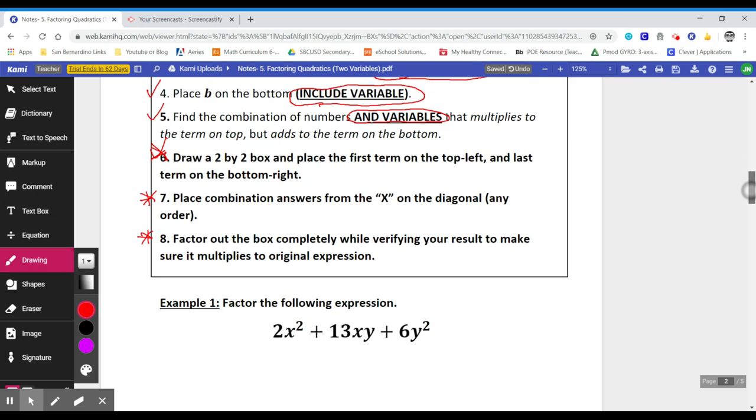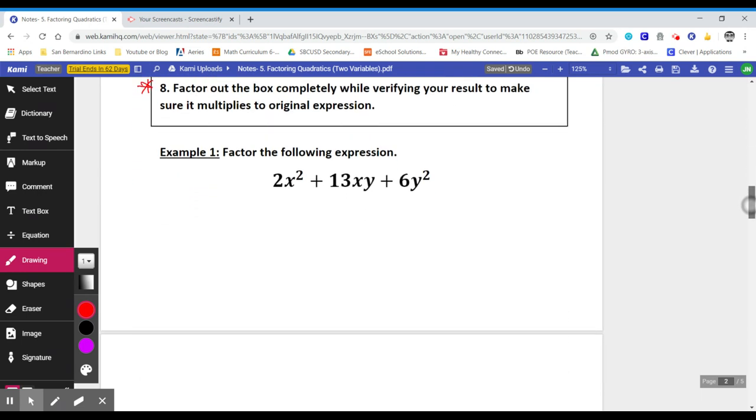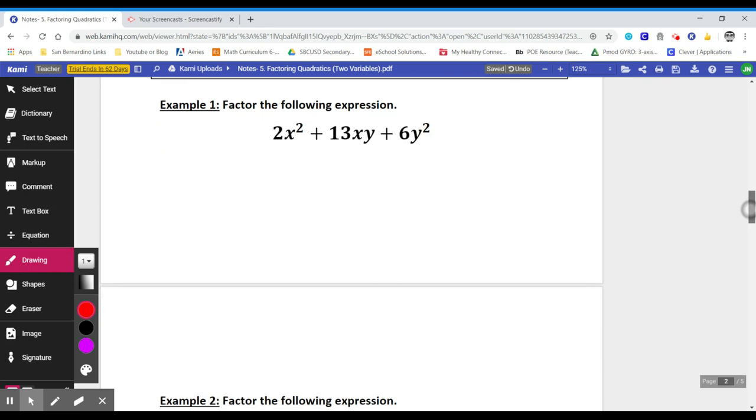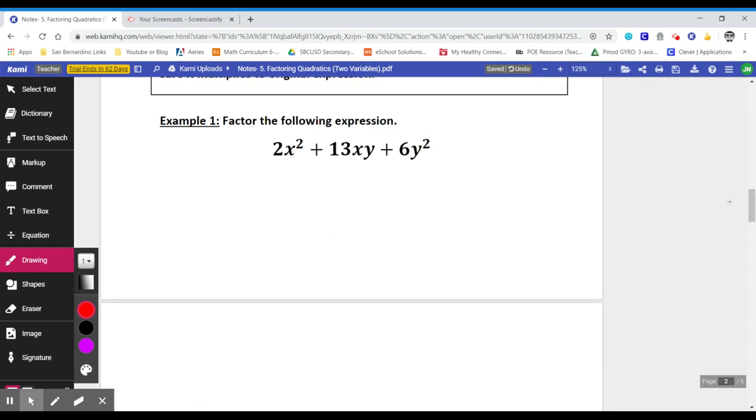So I'm going to go ahead and just jump into an example, and then I'll explain exactly what it is that you needed to do for this. So let's say you want to factor something like this. So you have 2x squared plus 13xy plus 6y squared. If you notice, there are two variables. There is an x and there is also a y. So we're going to have to use these steps above. We're going to have to use the X box method, meaning you're going to have to draw an X, but you're also going to have to draw a box. So there's no way around the box this time.